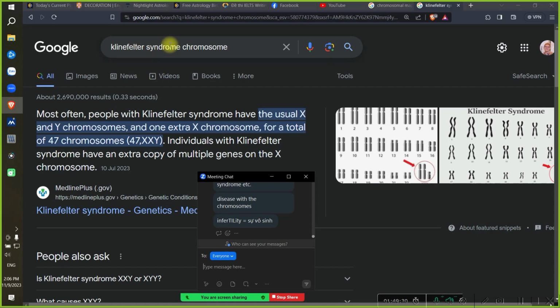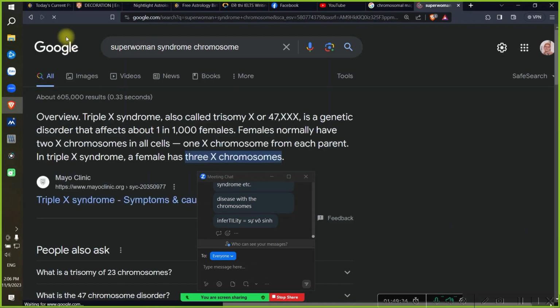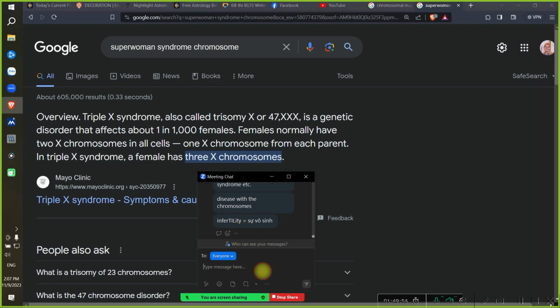Or superwoman syndrome. You have XXX, trisomy X. And of course, all of these syndromes cause the individuals to be infertile and they cannot live for so long.